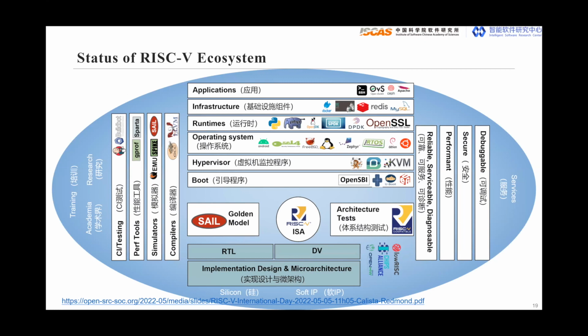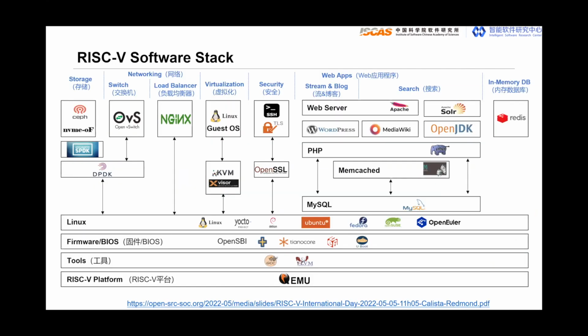So this is the status of the RISC-V ecosystem, and we can see that software at different levels has already been ported to RISC-V, from bootloader, hypervisor, operating system, runtime, and even infrastructure software like Redis and MySQL, and also many applications ported to RISC-V. So from this picture, we can see the RISC-V ecosystem looks to be already rich.